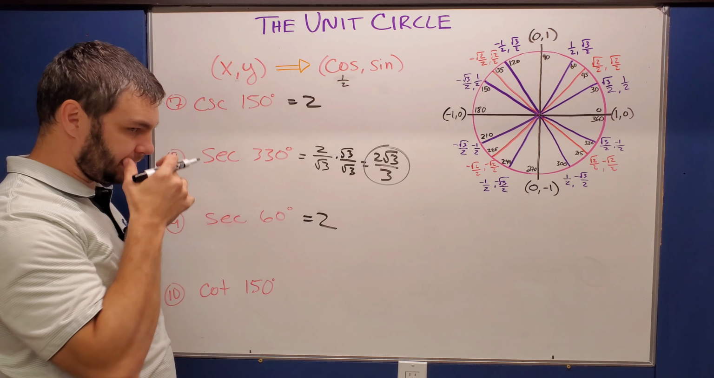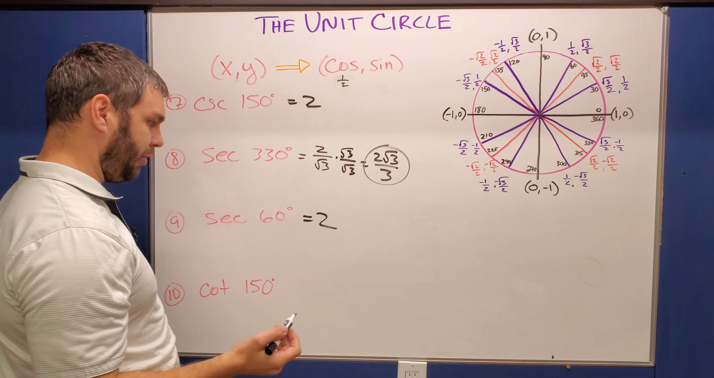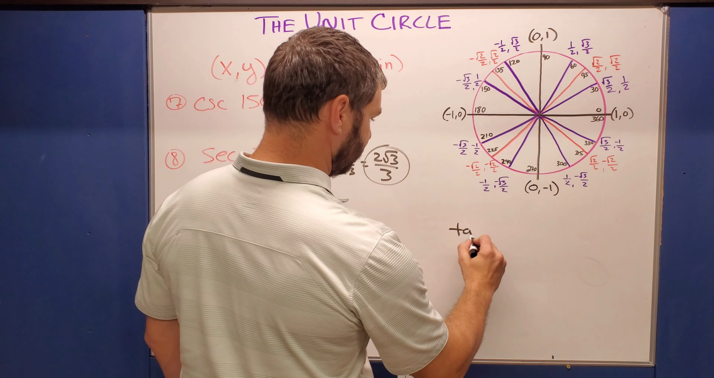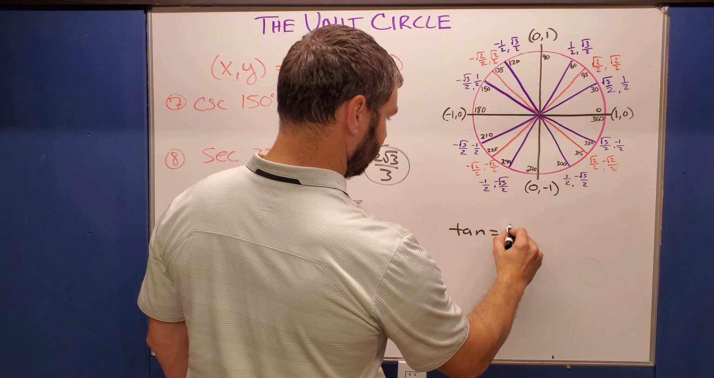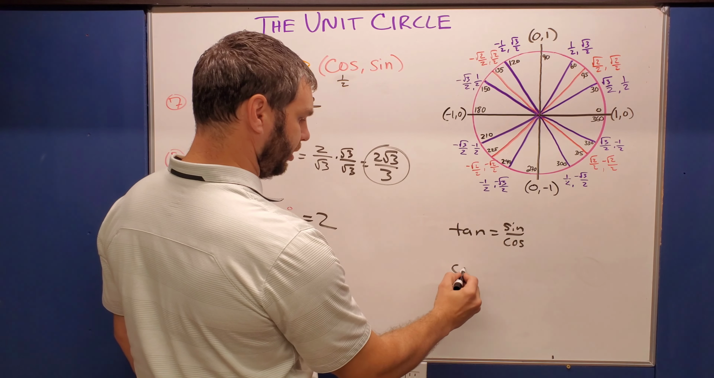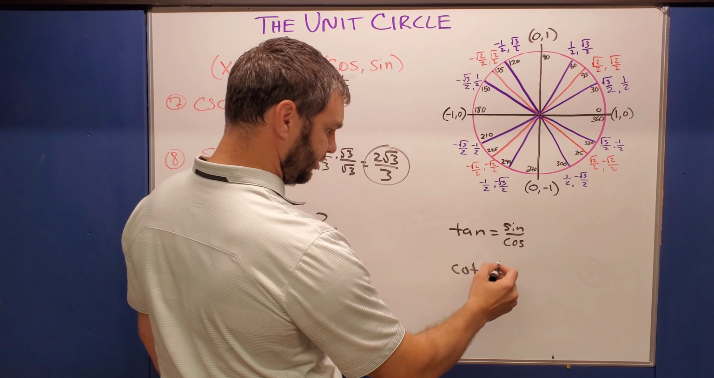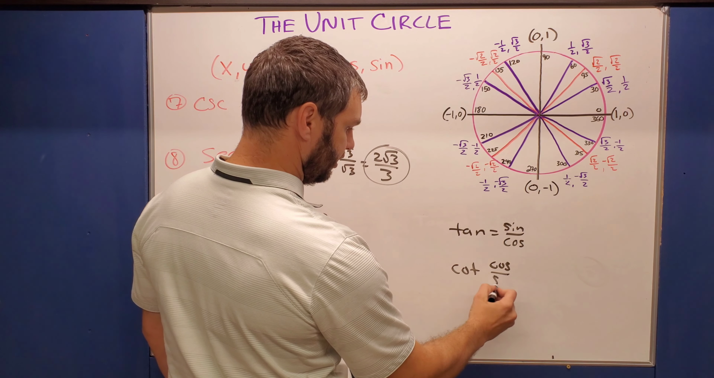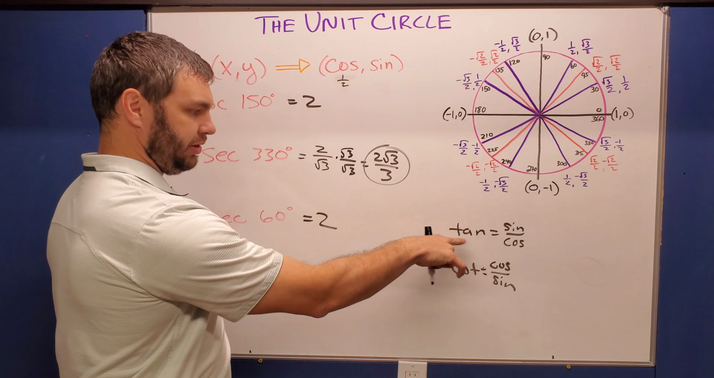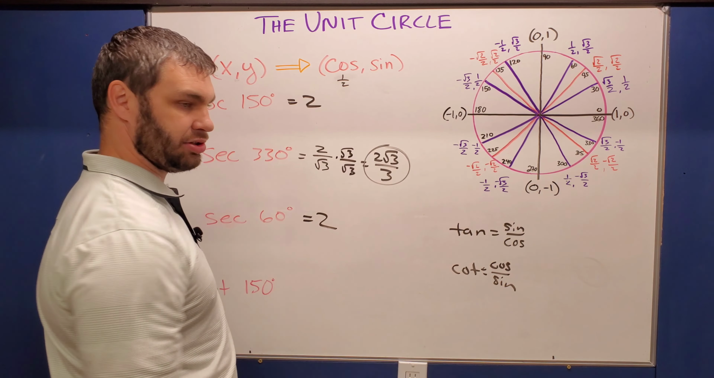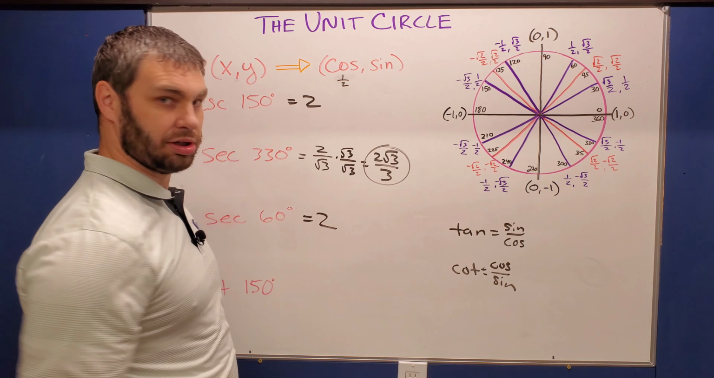Cotangent. This one can be a little bit tricky sometimes. However, remember how we said in the last section here that tangent was sine over cosine? Well, if that's true, then cotangent would be just flipped. It would be cosine over sine. So that might be how you want to think of cotangent. If you have tangent written off to the side, you might want to have cotangent also written off to the side.